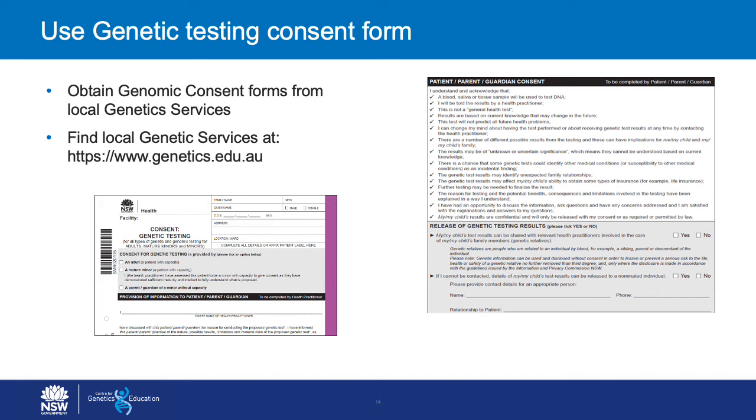These consent forms may be accessed at local genetic services. Contact details for these genetic services are at www.genetics.edu.au. There will be a national consent form in the future.